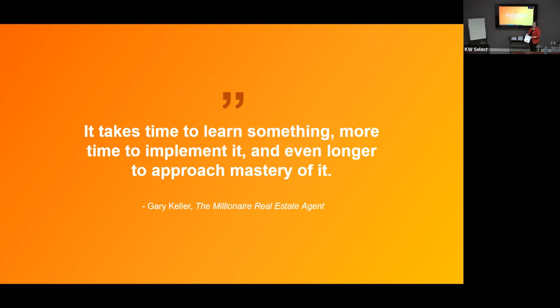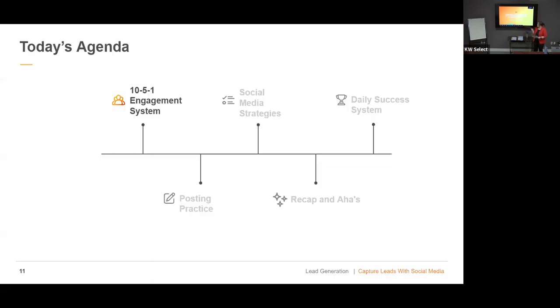Social media is a hard one to master because things are constantly changing. The way social media platforms work, like when you log in, sometimes it looks completely different than it did yesterday. So you finally feel like you know what you're doing, and then they change it all. But what doesn't change is the strategy and the activities that you're doing. It's really just the actual practical doing it that might change. But what I'm going to show you today is something that's completely timeless, no matter what platform you're using or whether it's 10 years from now, the strategy is still going to be relevant. So again, we're going to start with the 10-5-1 engagement system.